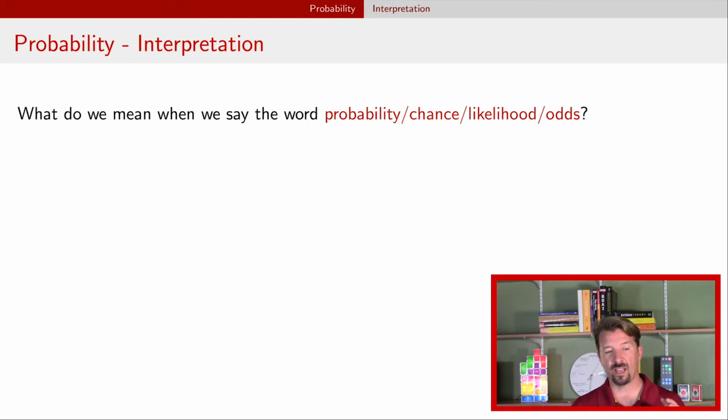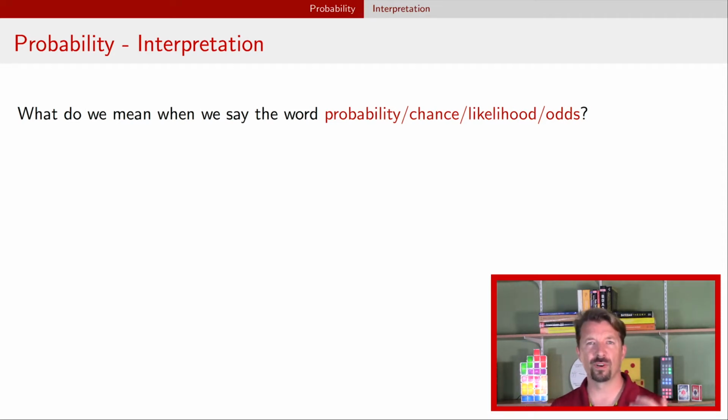And so when I ask the question, what do people mean when they say probability or its synonyms, things like chance or likelihood, or even odds, which isn't quite a synonym, but it's related. When they say, what is the probability of something happening, what do they mean? What is it that they really mean in a technical sense? What are they talking about?